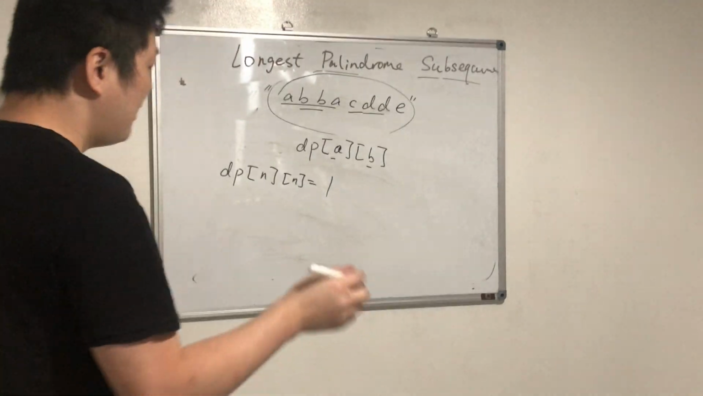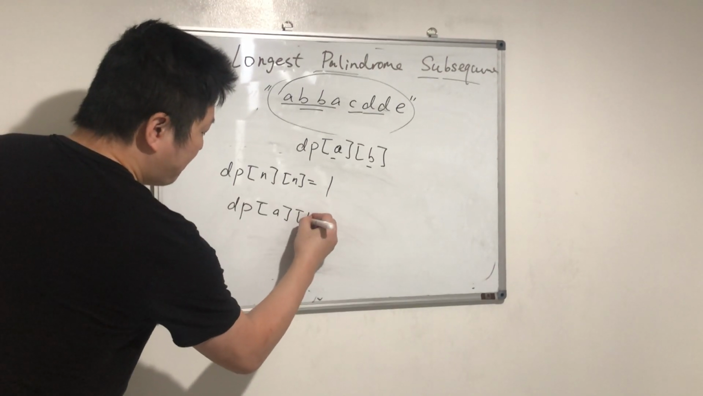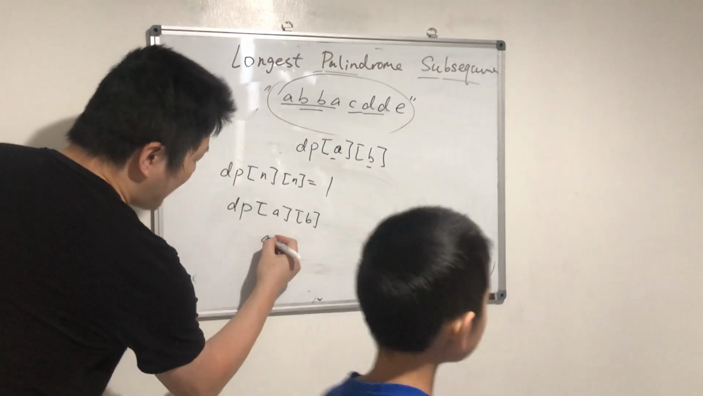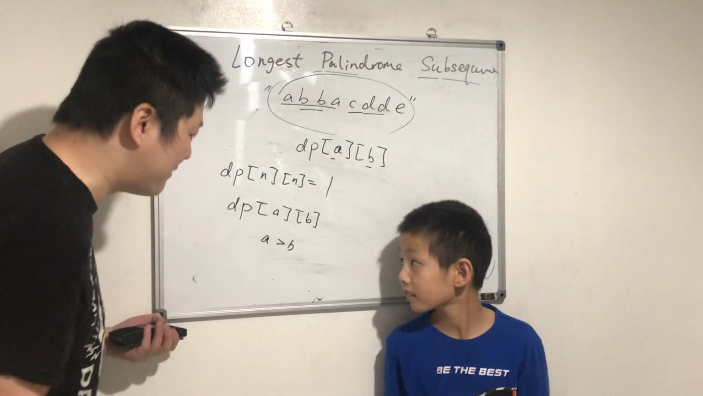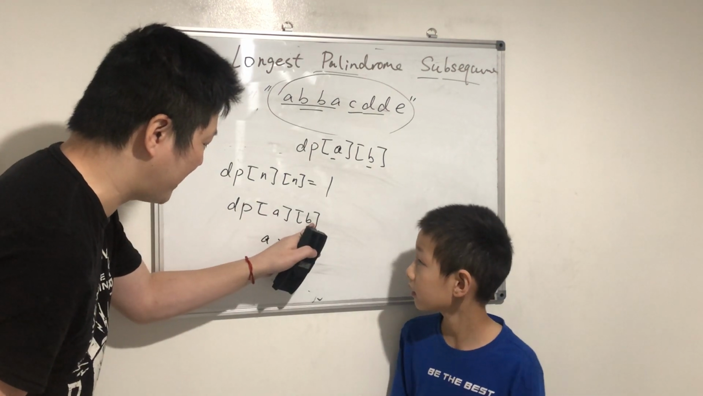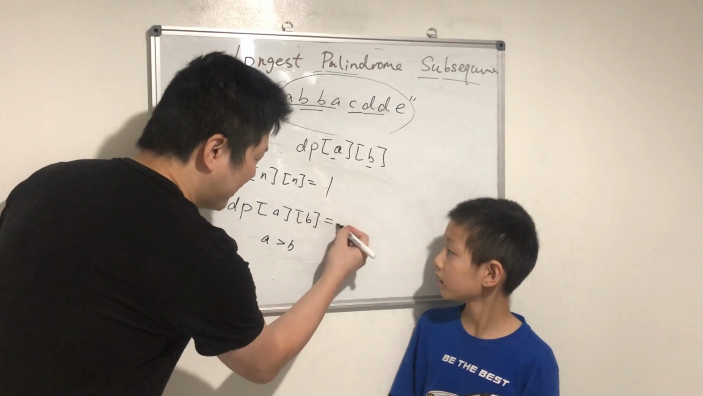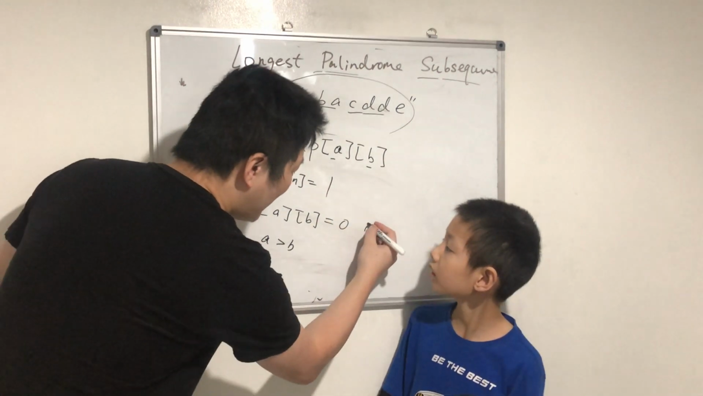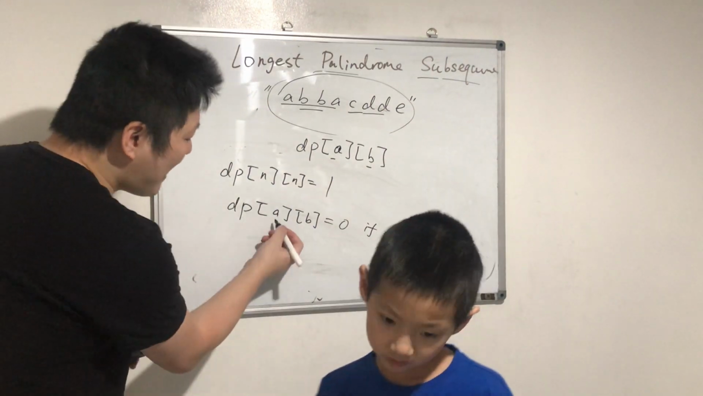Yes. Okay. How about dp[A][B] if A is bigger than B? If A is bigger than B, this is invalid, right? This is left, this is right. If left is bigger than right, this doesn't make sense. Then we make it 0, right? If A is bigger than B, am I right? Yeah? So this A is the left.